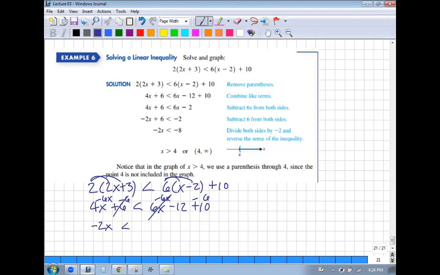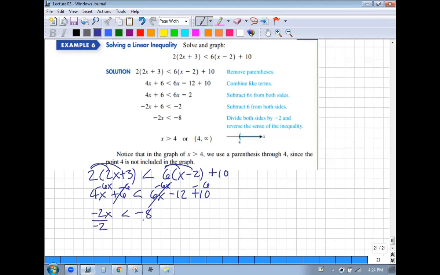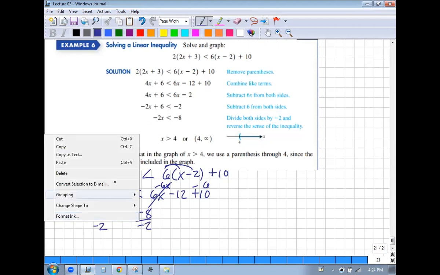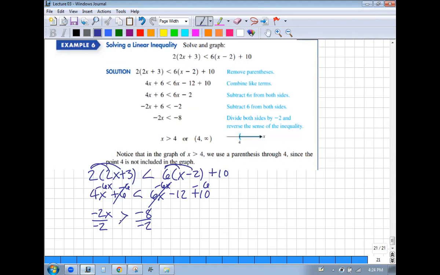Negative 12 plus 10 is negative 2, minus 6 is negative 8. And now I'll divide both sides by minus 2, which will cause this to flip. That's gone. The minus is canceled. So I am left with x is greater than 8 divided by 2, which is 4.